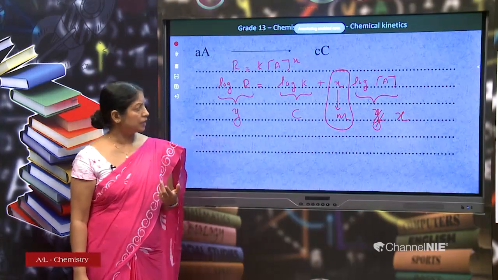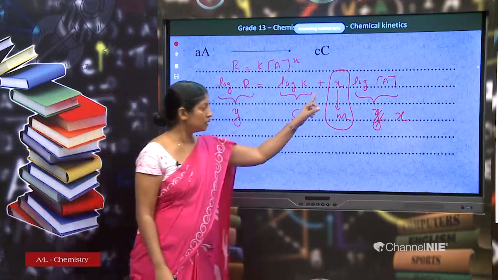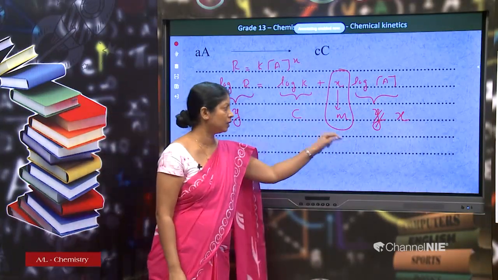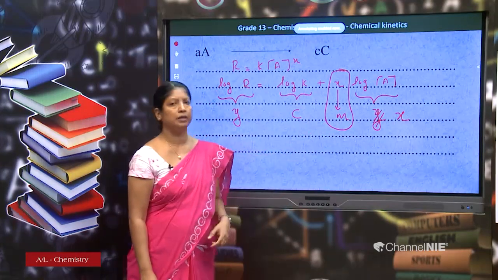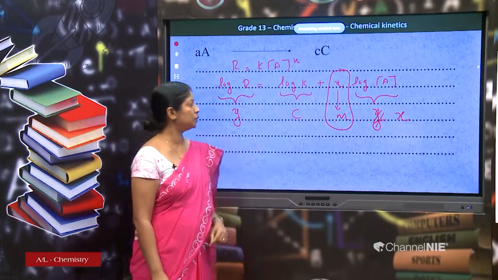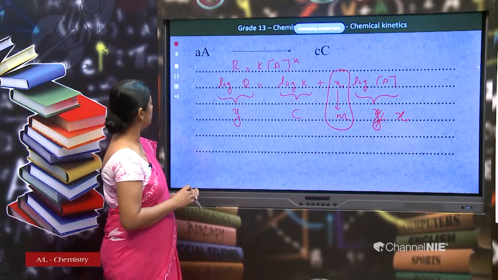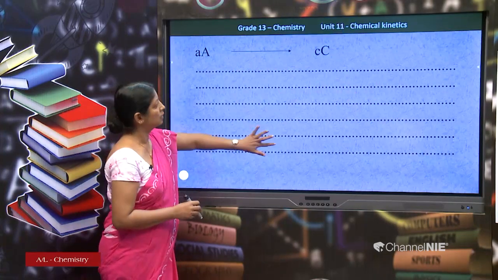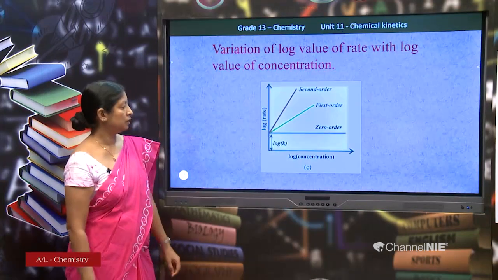When the reaction is 0 order, then the slope will be 0. When it is a first order reaction, then x is equal to 1 and the slope will be 1. When it is a second order reaction, x is equal to 2 and the slope is 2. So, let us see what kind of shape we get for the graph. So, this is the graph.